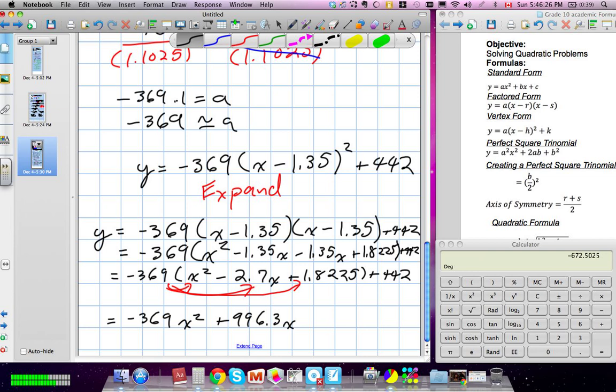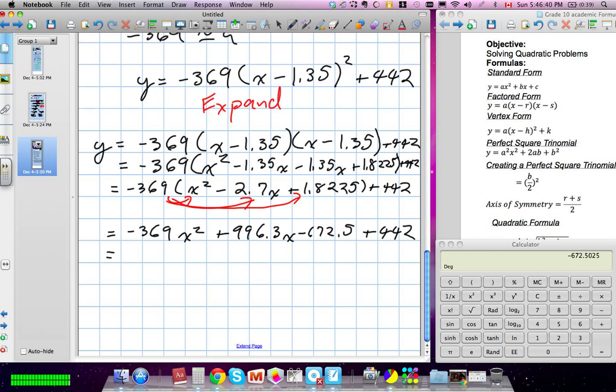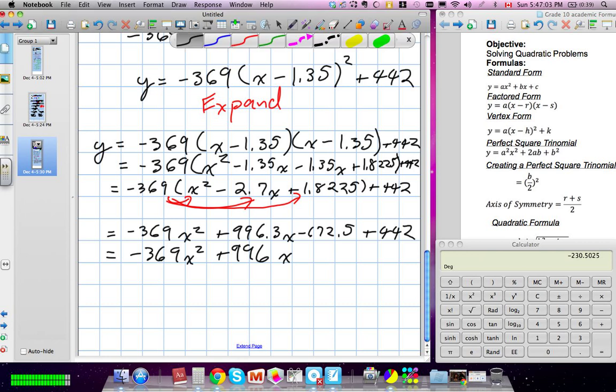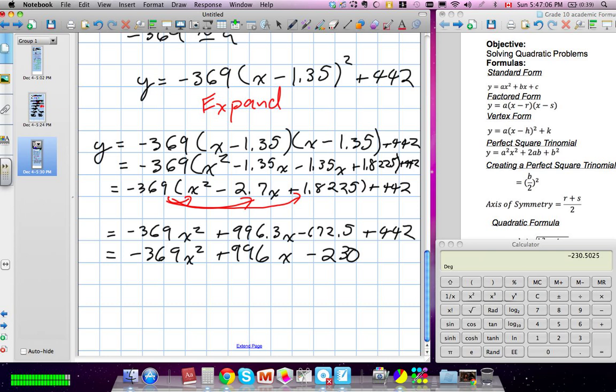They got negative 672.5, we'll say. And then we're going to be adding 442 in the end. So our final standard answer will be negative 369x squared plus 996x. I'm going to round it to 996x. And we'll round our last part too, because again, this was all an estimate. Plus 442. Let's say negative 230. What was their final answer?